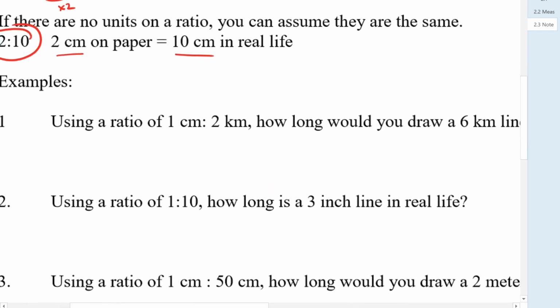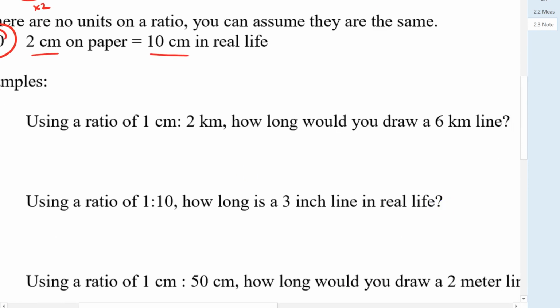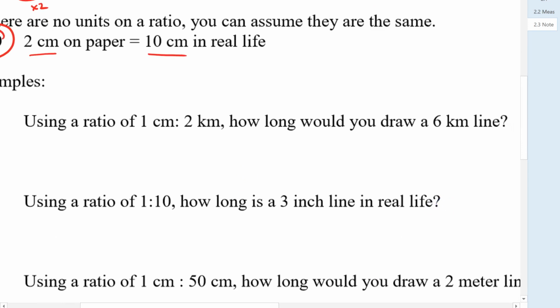So let's try these examples. Here it says, using a ratio of 1 centimeter to 2 kilometers, how long would you draw a 6-kilometer line? Okay, so I've used the scale here, and I've drawn it out. 1 centimeter over 2 kilometers equals. Now my question is, where do I put my 6 kilometers? Well, the 6 kilometers is the real life length. So I put 6 kilometers up there, and I'm going to put x on the bottom.